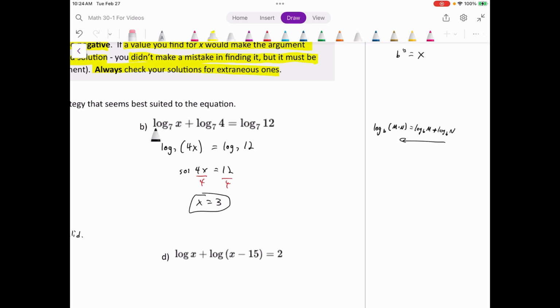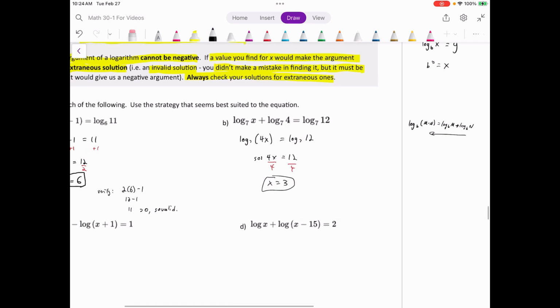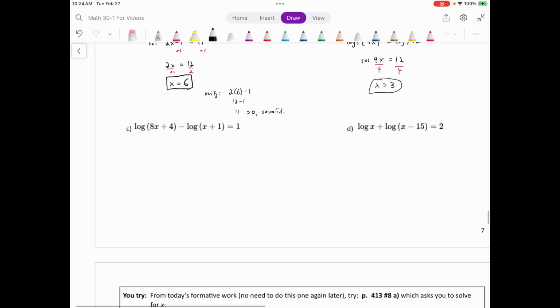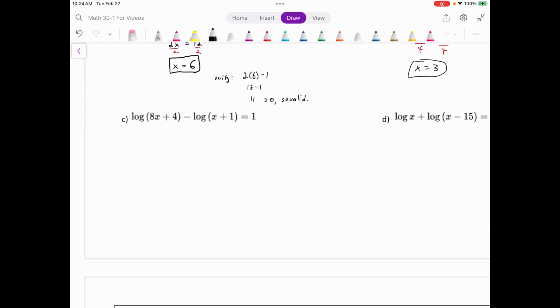No, right? We're not taking the log of a negative number, so this is fine. X can equal 3. Okay. Let's try C here.